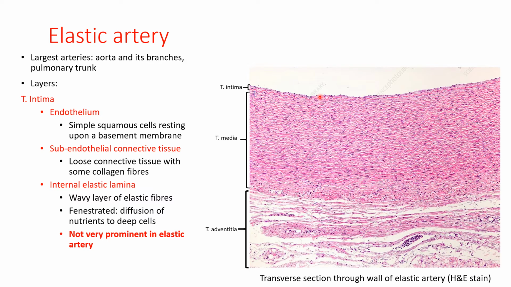Underneath the endothelium will be a thin layer of subendothelial connective tissue, which is again loose connective tissue with some amount of collagen and elastin fibers. Now in the elastic arteries, some smooth muscle cells are present in the subendothelial connective tissue. These cells are contractile and they secrete the collagen and elastic fibers of this layer and also the extracellular ground substance.